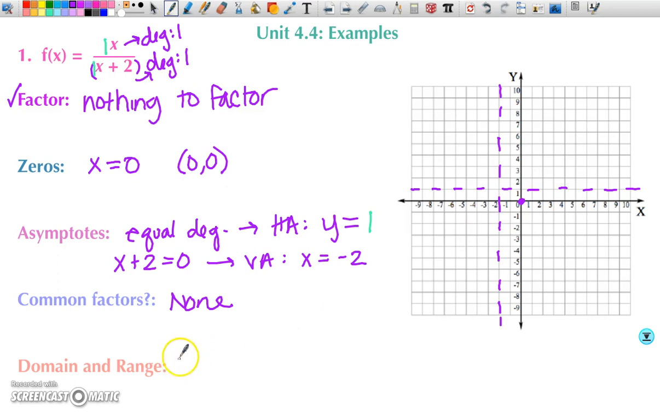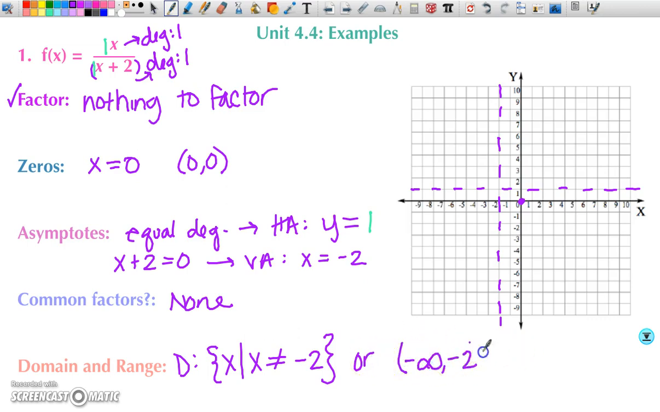Well, if we're working with domain first, we have x such that x, and remember we're looking at our vertical asymptote, it does not equal -2. Or if we put it into our interval notation, negative infinity to negative 2, use parentheses on everything, and then negative 2 to positive infinity.